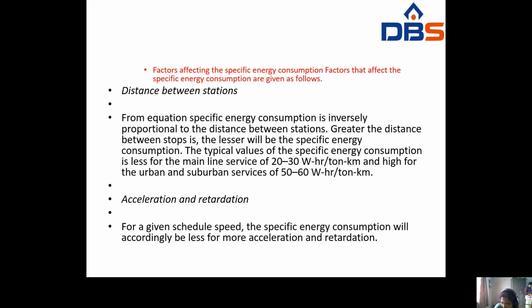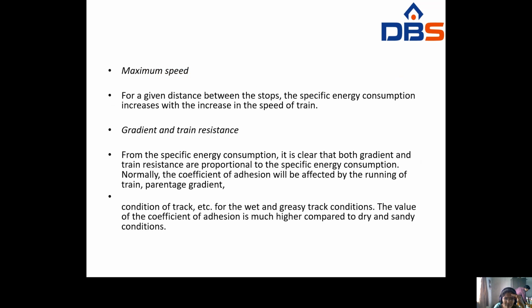So next one is what? Acceleration and retardation. See here, for a given schedule speed, the specific energy consumption will accordingly be less for more acceleration and retardation. Whenever acceleration and retardation are more, the specific energy consumption value will be very less. Next we have to see the maximum speed. For a given distance between the stops, specific energy consumption increases with the increase of the speed of the train. Whenever the speed of the train increases, the specific energy consumption of the train will also increase.